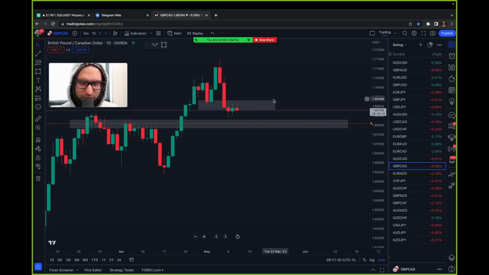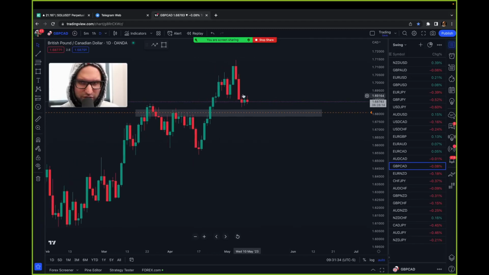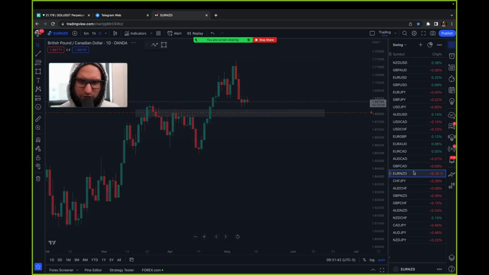GBP CAD. I'm going to delete this one here. I think price is likely to come down to this little support again. So I'm going to wait for price to come down here. Then I'll probably look to buy right there. It'd be a break and retest in the daily.